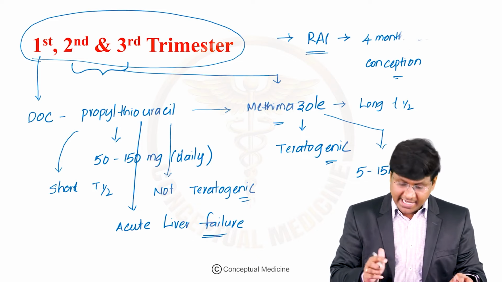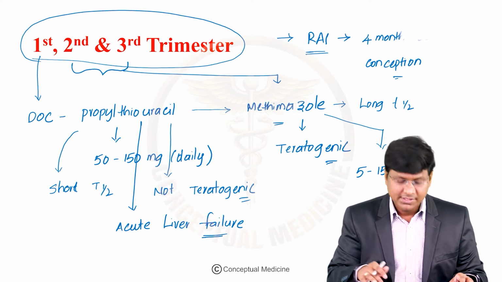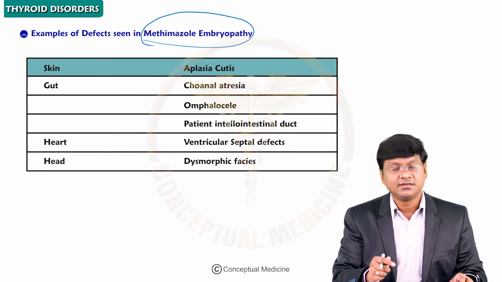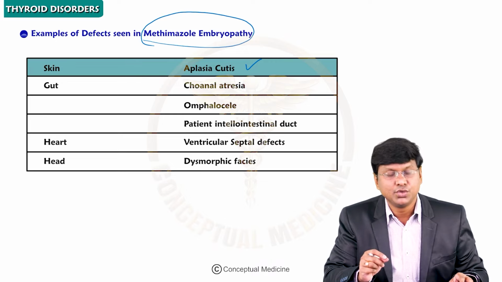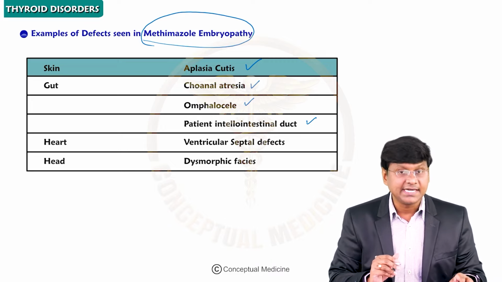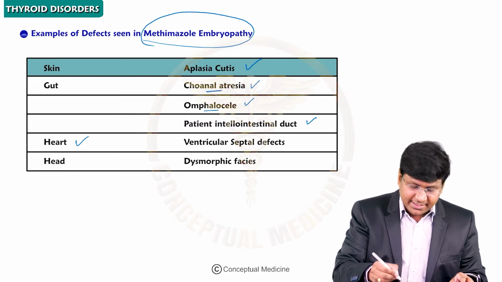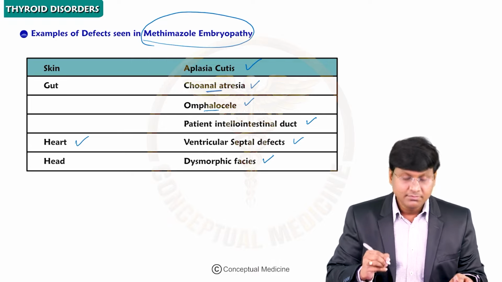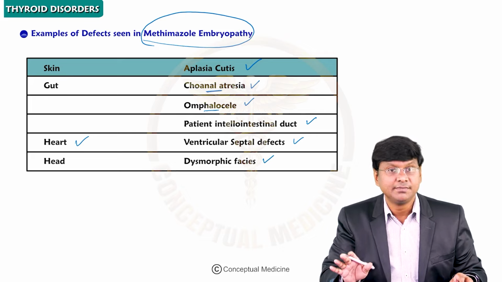Next, I told you that methimazole is teratogenic. What is the teratogenicity associated with methimazole? We call it methimazole embryopathy. Within the skin, it is aplasia cutis, where skin formation is incomplete. The gut abnormalities are choanal atresia and omphalocele. The cardiac abnormality is ventricular septal defect, and the abnormality of the face is dysmorphic facies. These are the teratogenic effects associated with methimazole.